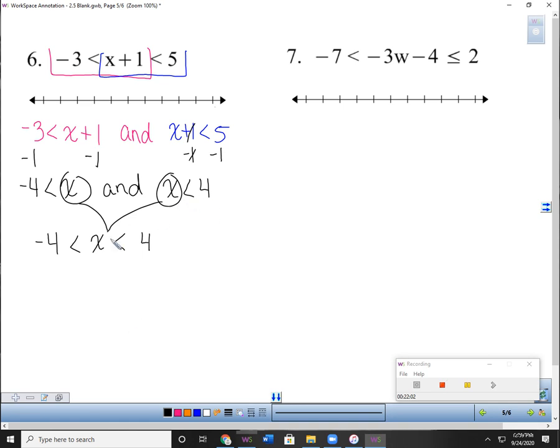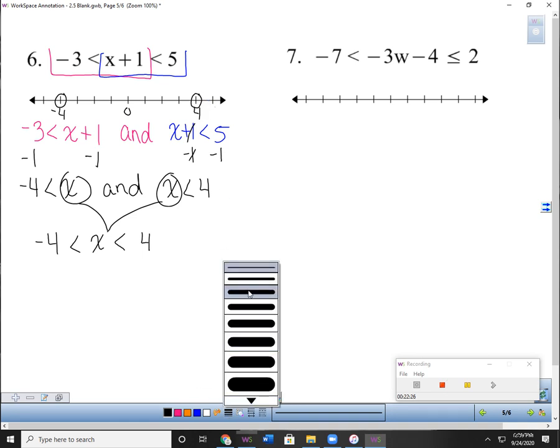Okay, so I'm going to go up here to negative 4. So 1, 2, 3, negative 4, 1, 2, 3, positive 4. If I look on the side with the negative 4, that's an open circle. Side with the positive 4, open circle, and I shade in the middle.